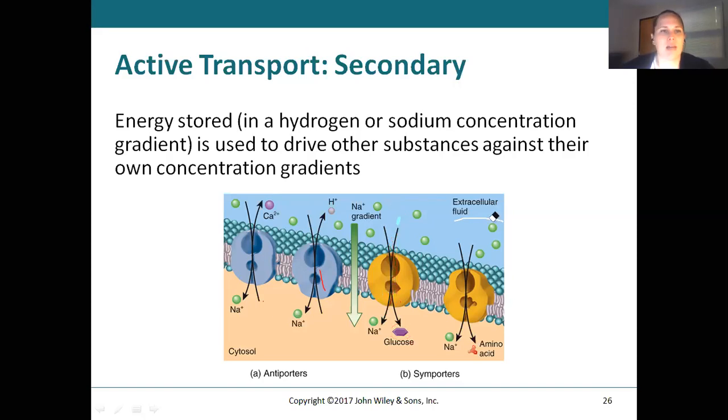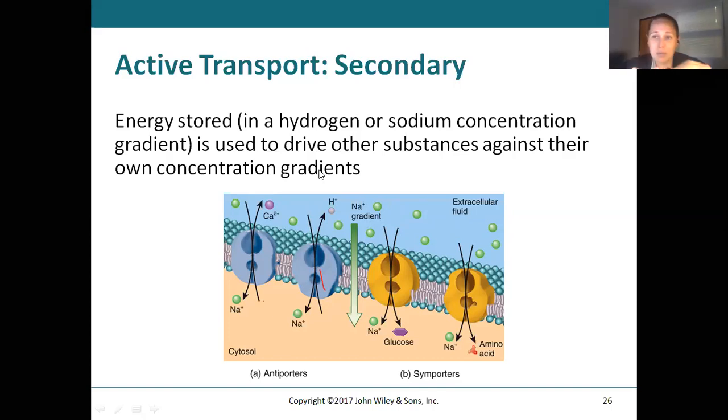So again, the big takeaway from this particular image is that you can use sodium or any type of concentration gradient to drive other substances against their own concentration gradient. When I say against, I mean you're making them go from an area of low concentration to high concentration. So just remember, things want to go from the very, very busy packed area to the very less packed area.